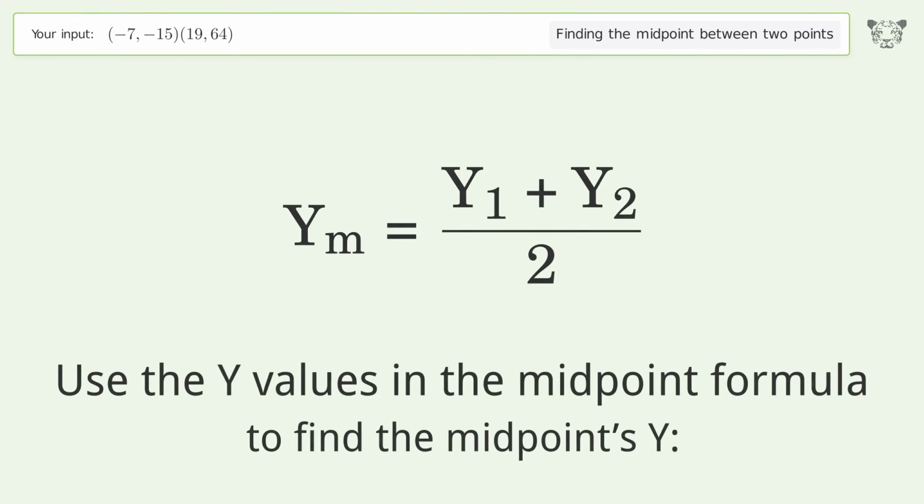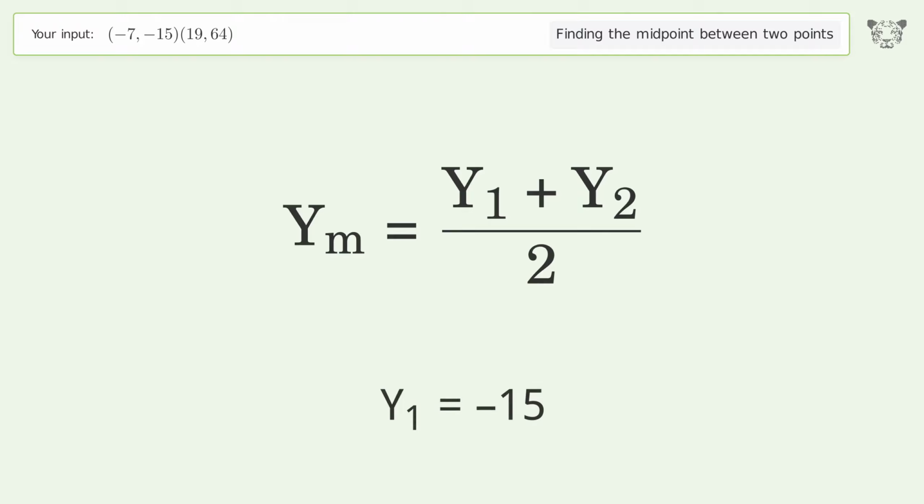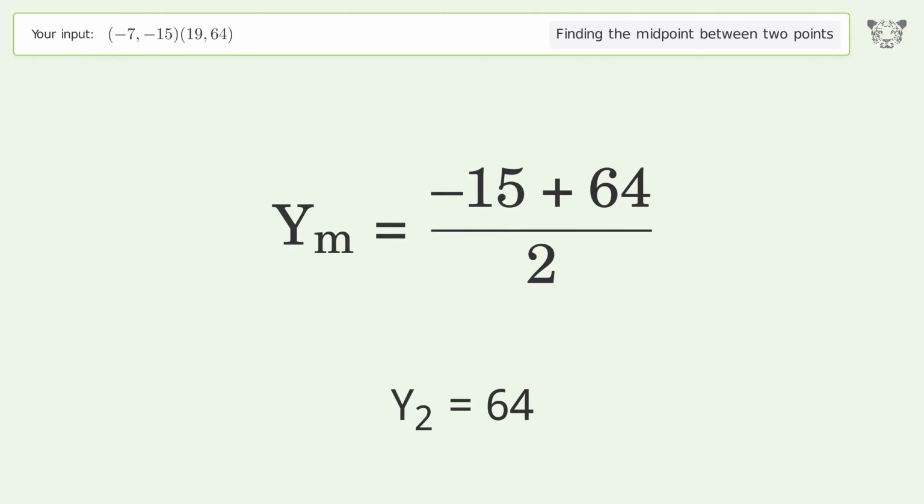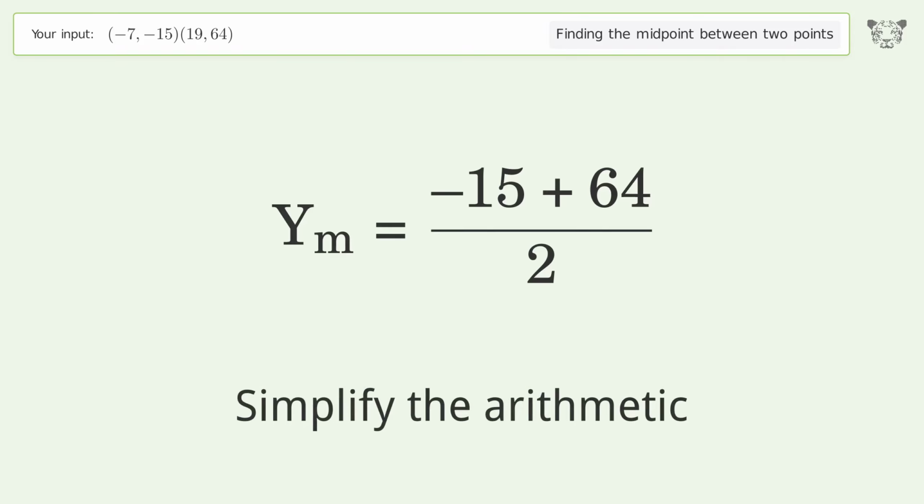Use the y values in the midpoint formula to find the midpoint's y. y1 equals -15. y2 equals 64. Simplify the arithmetic.